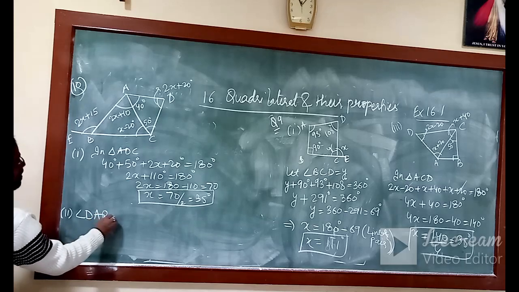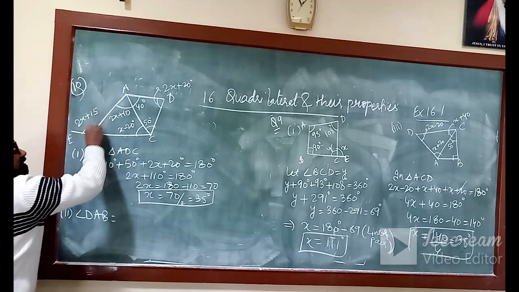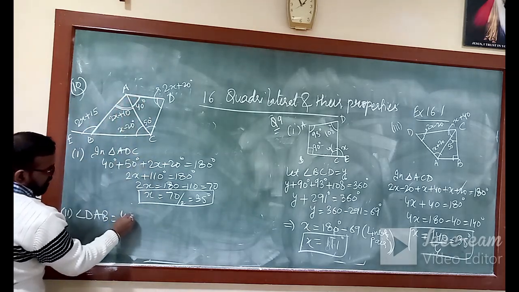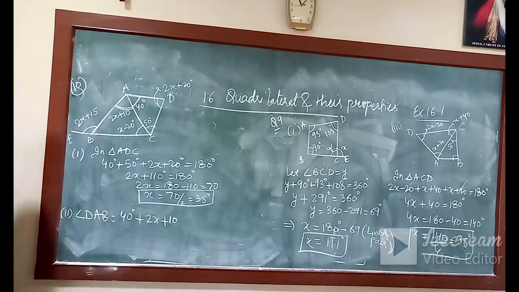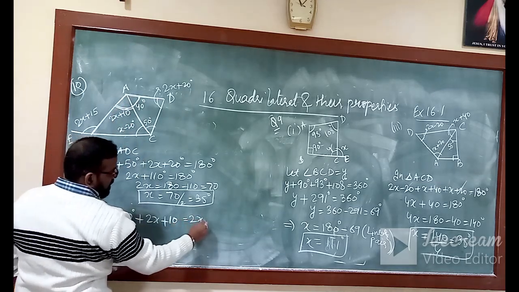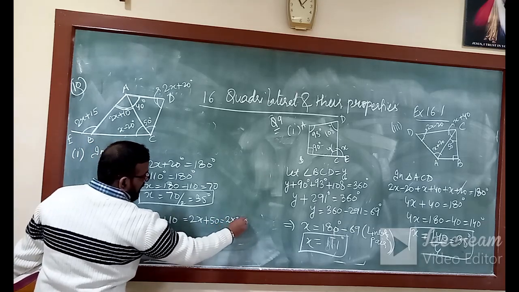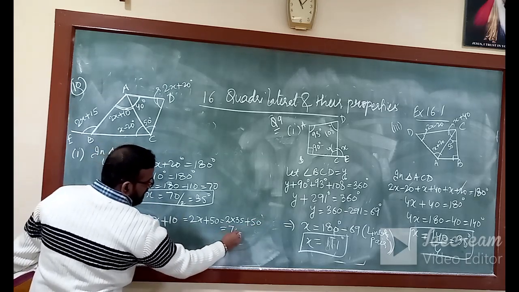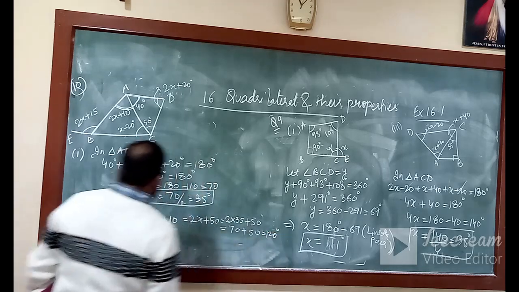Angle DAB. So what is DAB? See, this is DAB. That is 40 plus 2x plus 10. This whole angle. So it is 2x plus 50, and what is x? 35. So it will become 70 plus 50. That is 120 degree.